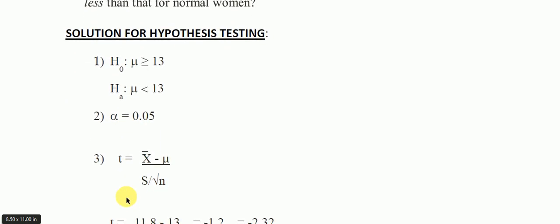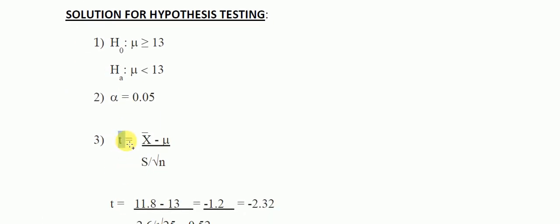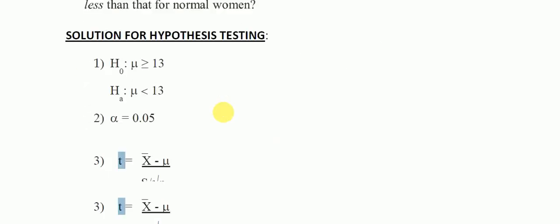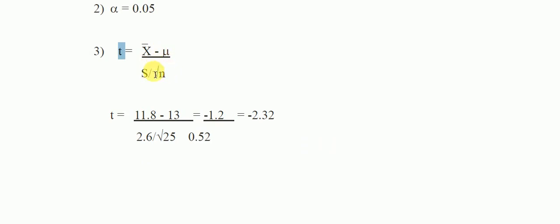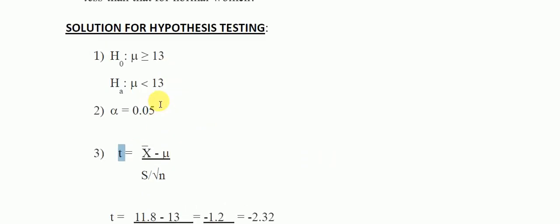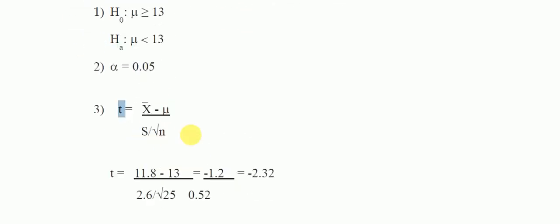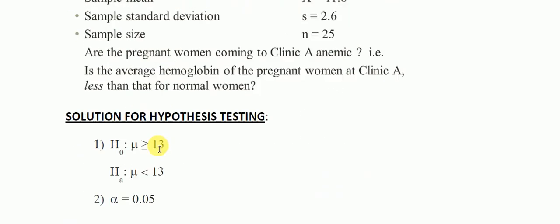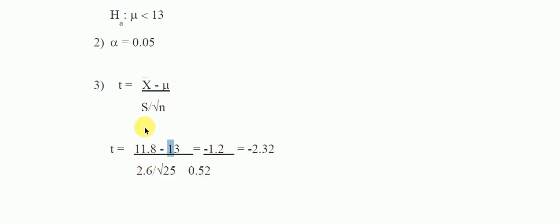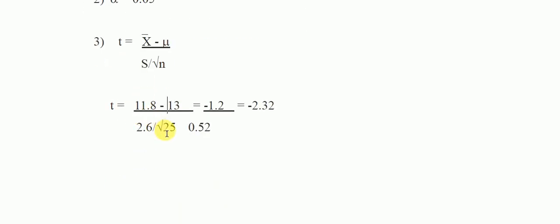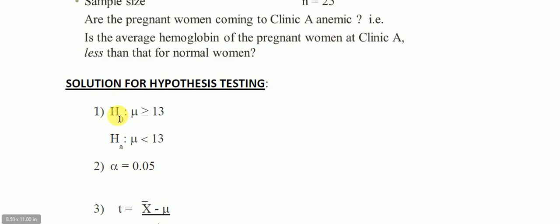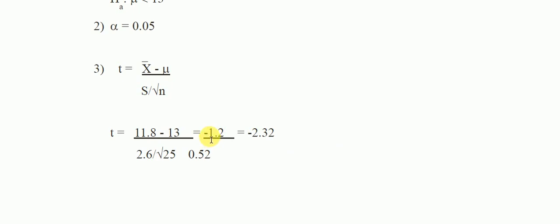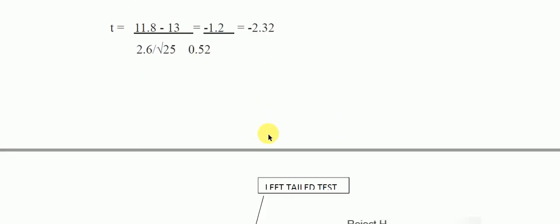And then what we do is we use the same formula. t is equal to x bar minus mu divided by s over under root n. So x bar is 11.8, 13 is the mu, then we have 2.6 as the sample standard deviation, and under root 25 as the under root n value, where n is the sample size, and then we calculate it. So it comes out to be minus 2.32.